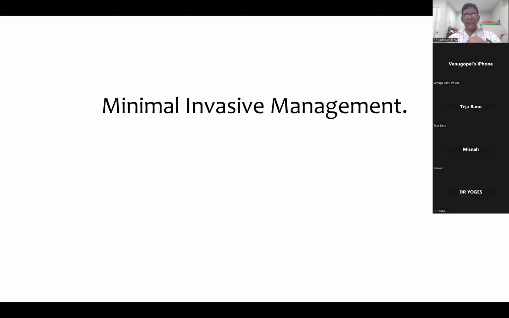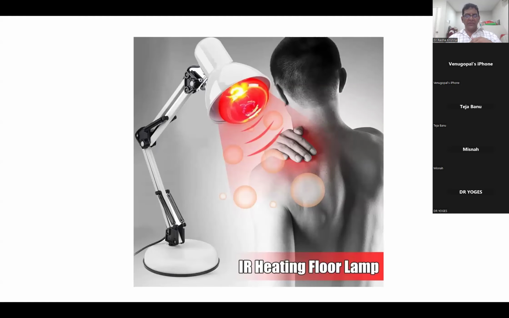Step 16 is minimal invasive management. I'll run through a series of minimal invasive management options, and many of us are very accomplished doctors. We can go back and investigate more or read up more about this particular management.